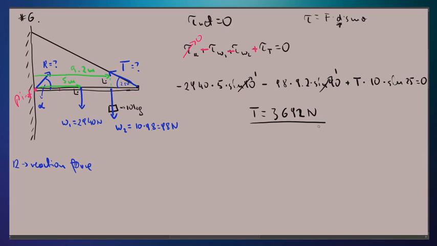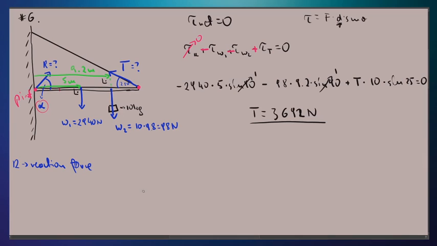Now the other half of the problem is finding R. I can't just put the pivot at this location and calculate for R, because I don't know this angle alpha. Alpha is unknown to me, so I would have two unknowns. If I put the pivot here and figure out all of the distances to all of these forces, with the net torque equal to 0, I would still have two unknowns, this angle alpha and R. So I can't do that, but I can do something else.